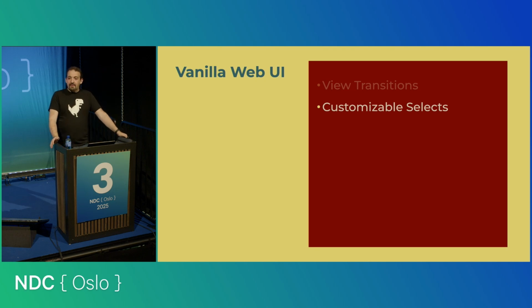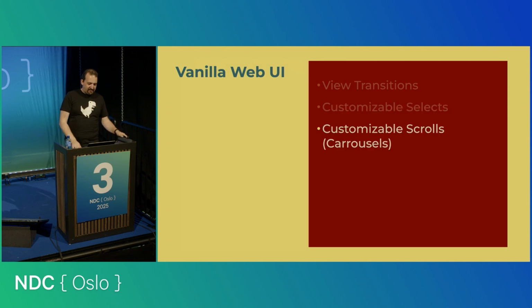Customizable selects. So now a drop-down can be customized as much as you can, just with HTML and CSS, no JavaScript, no libraries. So you can create a nice picker with flags and images inside, animations in each option that the user is selecting, and it works on every platform. Customizable scrolls, this is pretty cool.